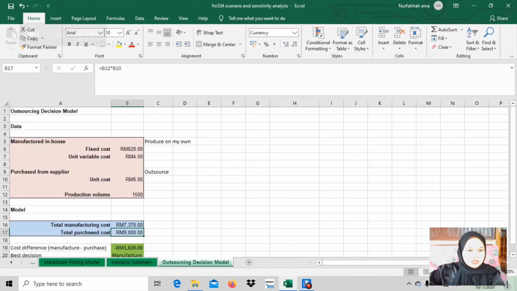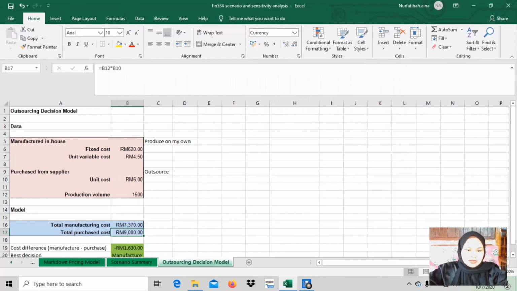For the outsourcing decision model, I'm selling the stocking. I can produce it on my own, or I can hire a supplier to produce it for me. The total manufacturing cost is RM 7,370. How do I get this cost? I add the fixed cost and the unit variable cost of manufacturing in-house, then I multiply by the production volume.